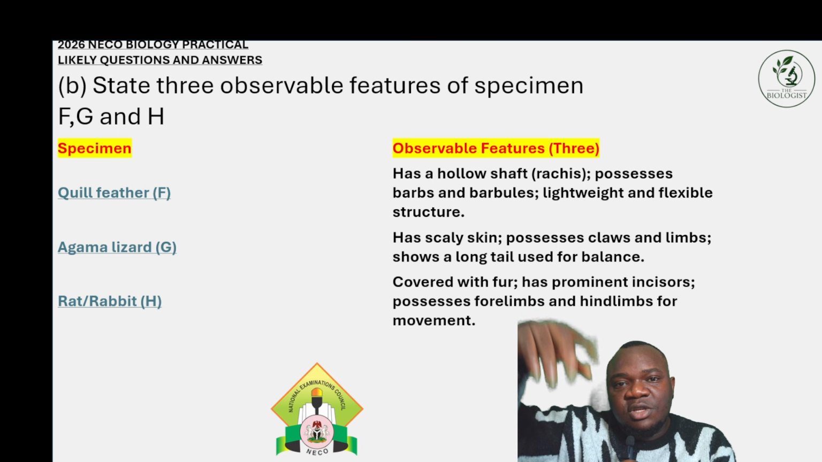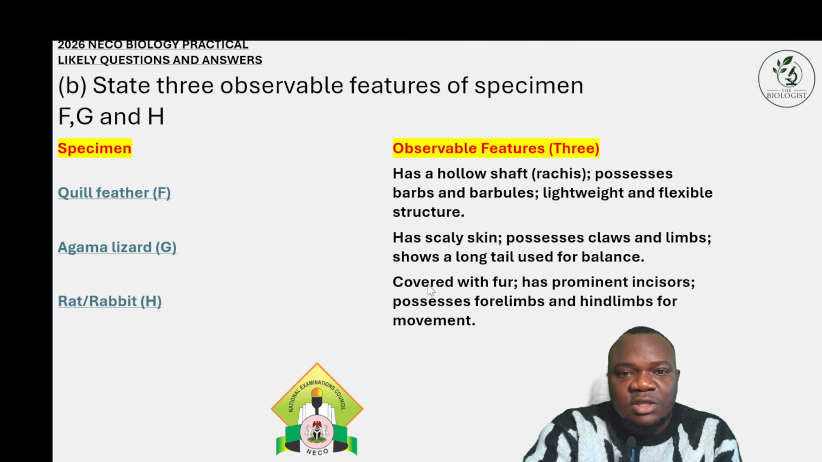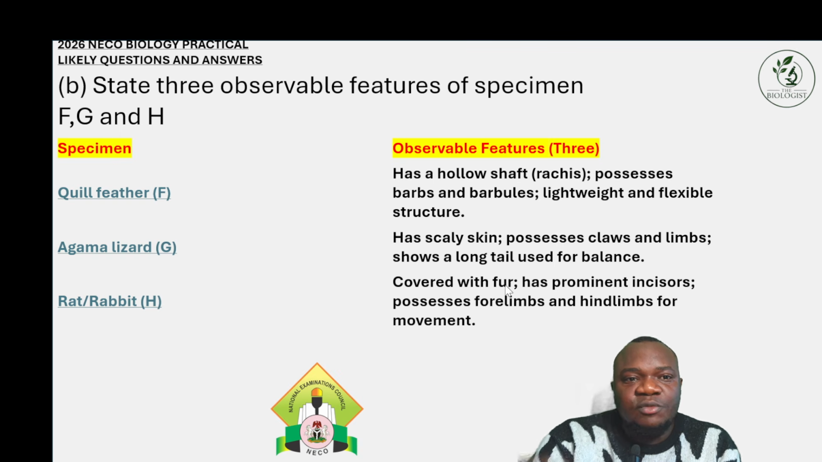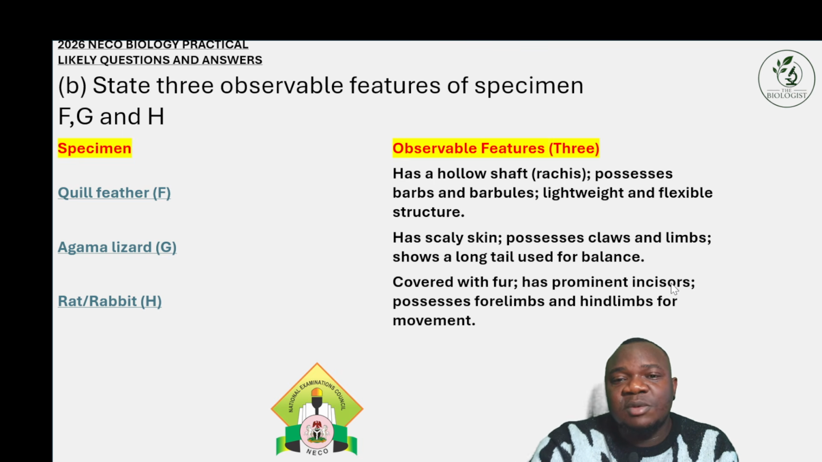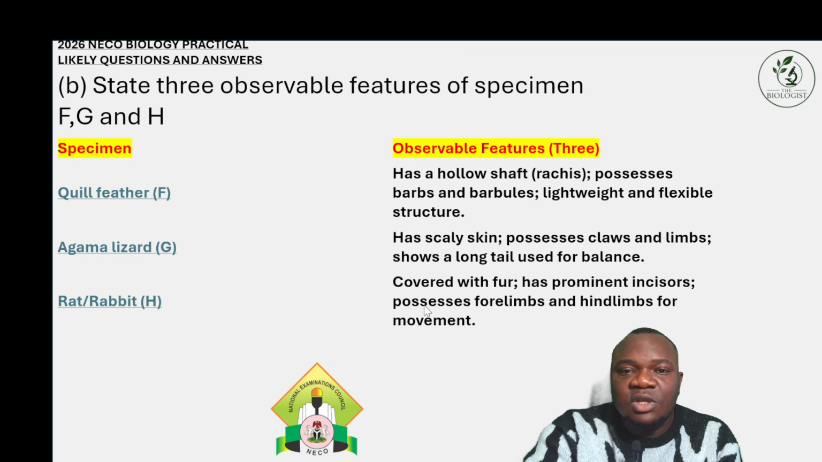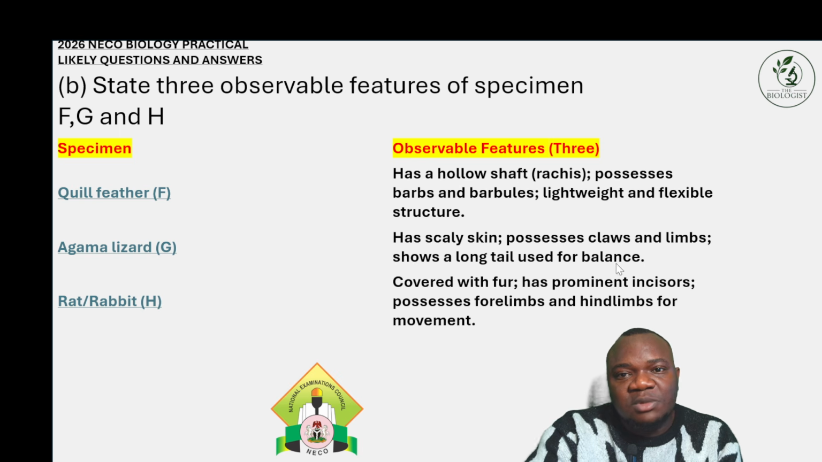So for the Agama lizard, it has a scaly skin, and possesses claws and limbs. So very important. For the rabbits, they're covered with fur, and have prominent incisors, that has to do with the teeth, the type of teeth for cutting. Okay, possessing forelimbs and hind limbs. They use them for movement. Even Agama lizards also have forelimbs and hind limbs. All right, so that is very good information to take into consideration.